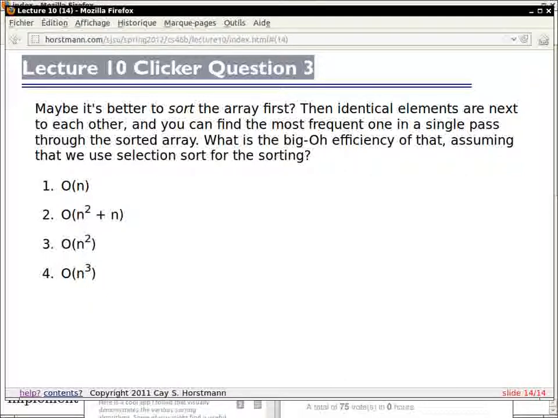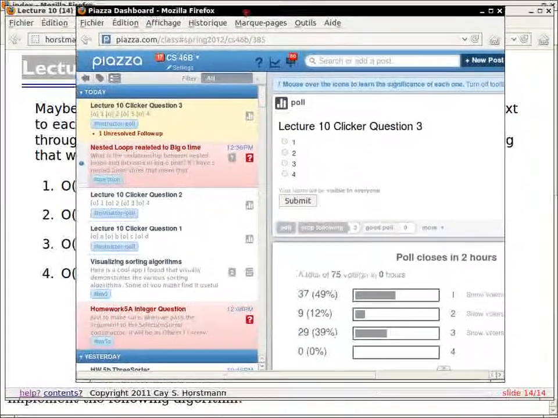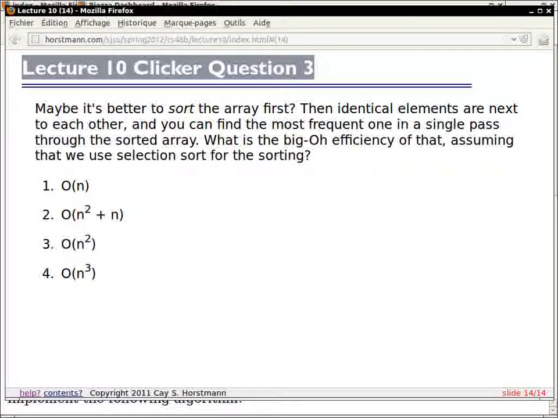Okay. All right, so let's see whether we still have a split vote. And interestingly enough, we do. Oh, this is great. So almost half said it's O of n, and half said it's O of n squared. So let's see what it is.